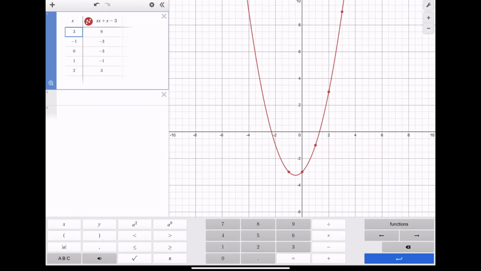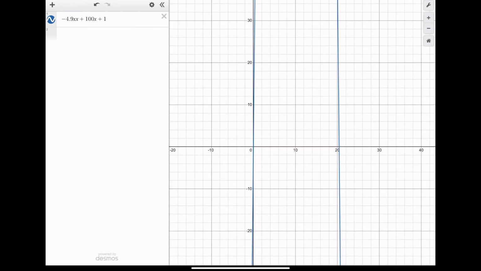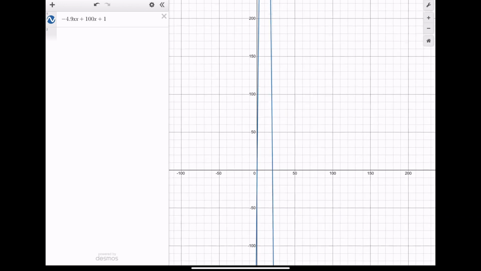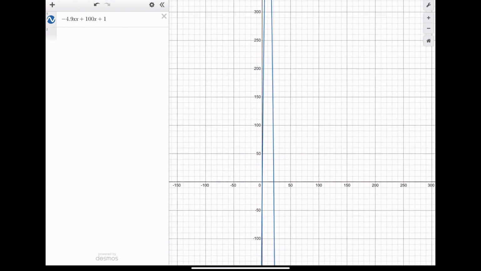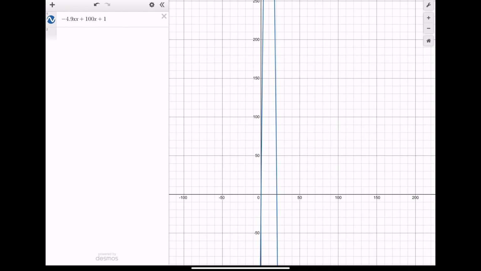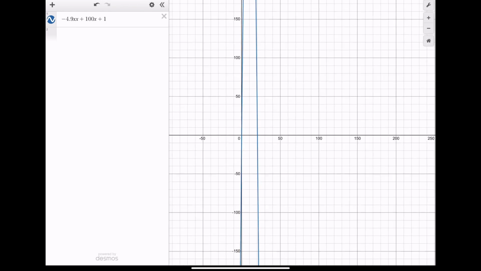Let's go to Desmos field trip. Negative 4.9 x squared plus 100x plus 1. Okay, that's what my graph looks like. Let's see. There it is. I'm just pinching it to... And it's kind of hard to get your graph on there, so you can just change the parameters. Let's see how high that sucker goes. Okay, 600 and goes about to 20.